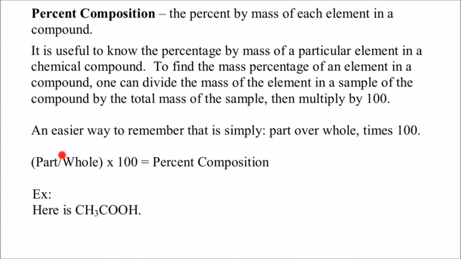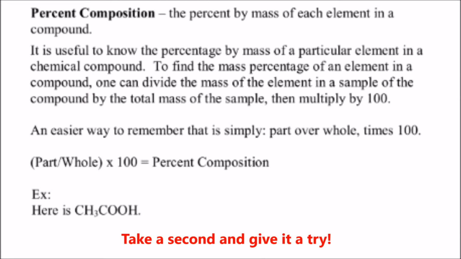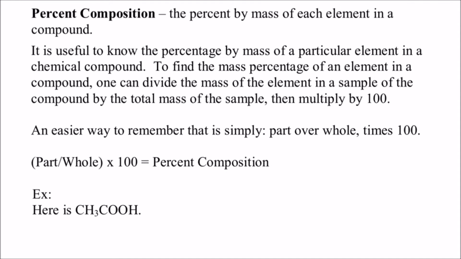So here's the actual formula. Percent composition equals part over whole times 100. So let's see if we can come up with the percent composition for carbon, hydrogen, and oxygen in this compound. And by the way, you should be able to name that compound right now. That's right, it's acetic acid.